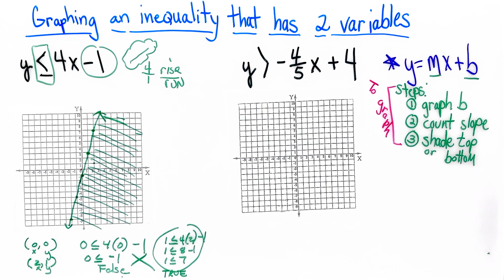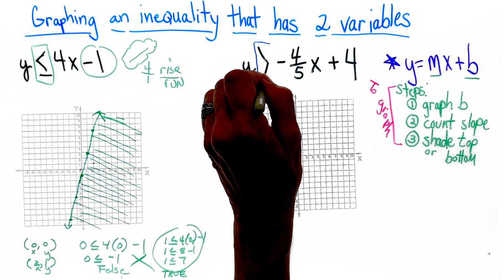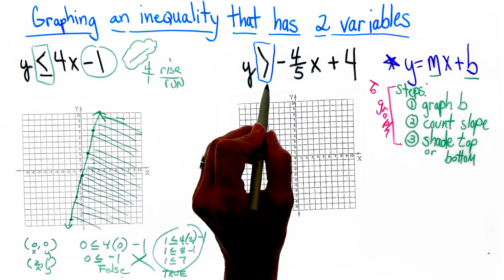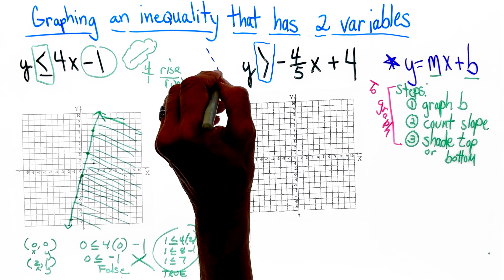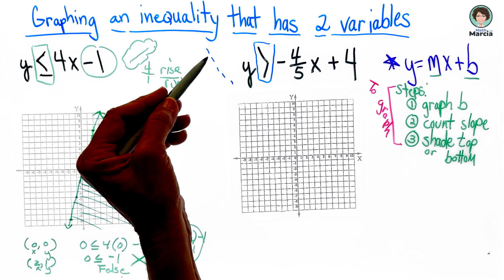So I have y is greater than a negative 4/5 x plus 4. As I'm looking at that, I know y equals mx plus b. I am going to go ahead and graph what the line would look like. Now let's look at this symbol that we have right here. Since we have a greater than symbol, and it's not greater than or equal to, the line that I end up graphing is going to be a broken line. So that means the numbers on that line are not part of the solution.